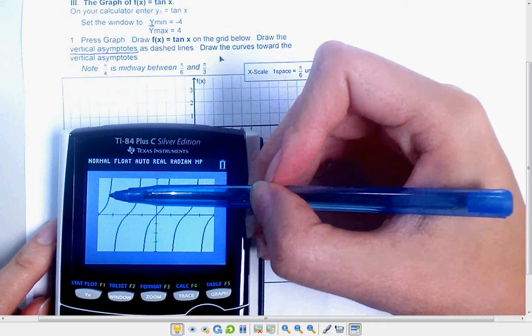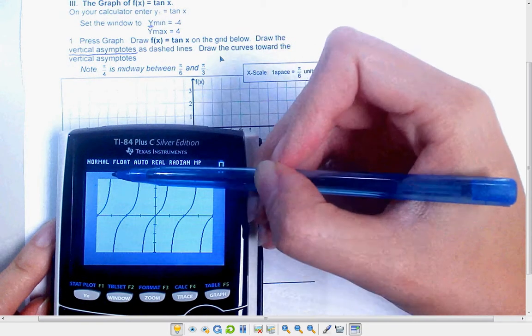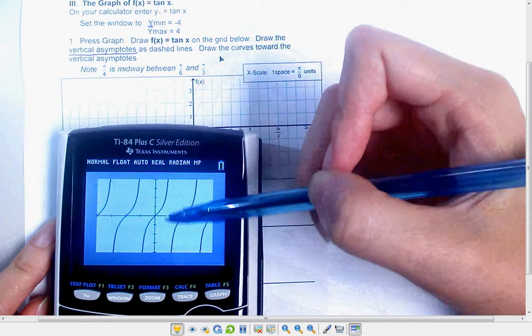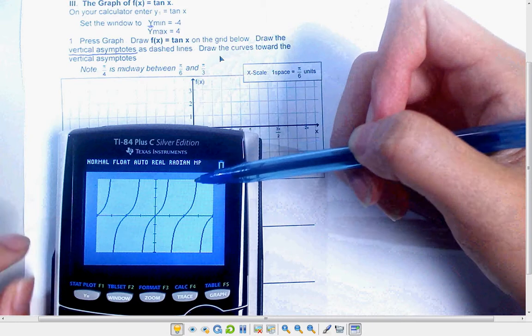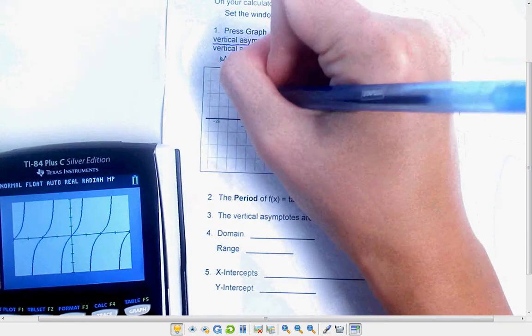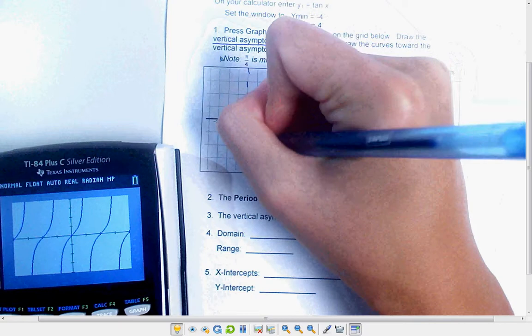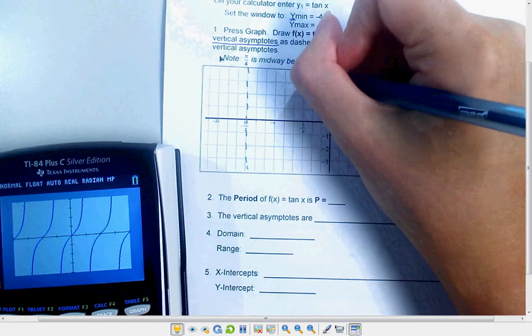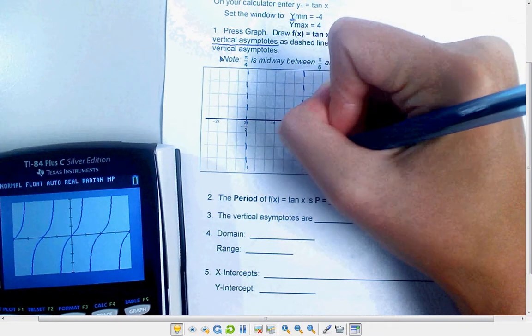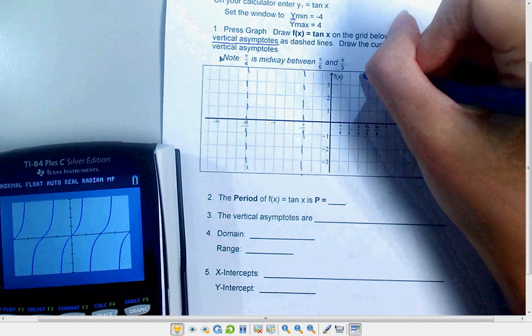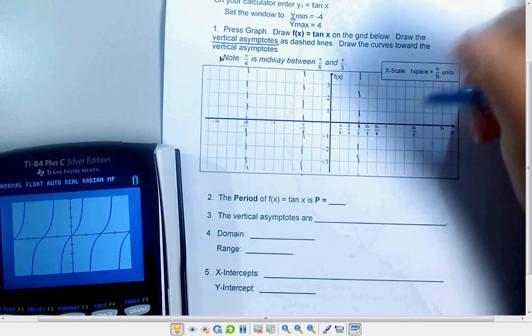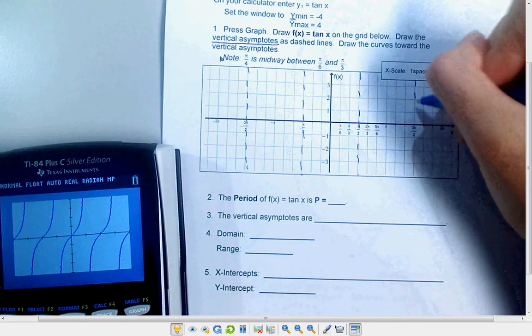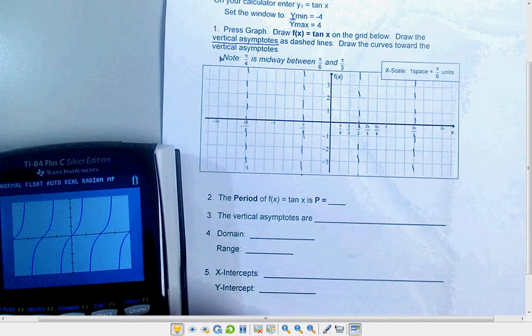The asymptotes are what is happening right here, right here, right here, and right here. So it's at negative 3 pi over 2. I'm going to draw a dashed line as my asymptote. Negative pi over 2. Positive pi over 2. And positive 3 pi over 2. So those are my vertical asymptotes.